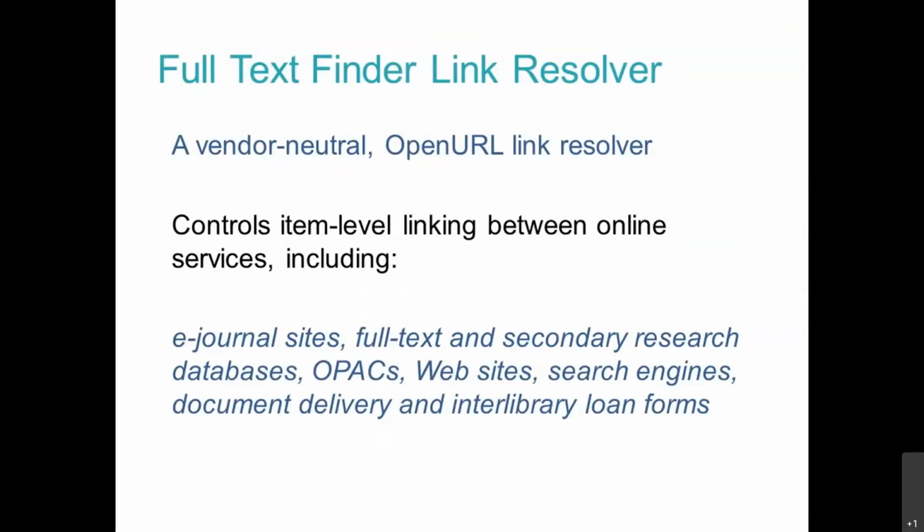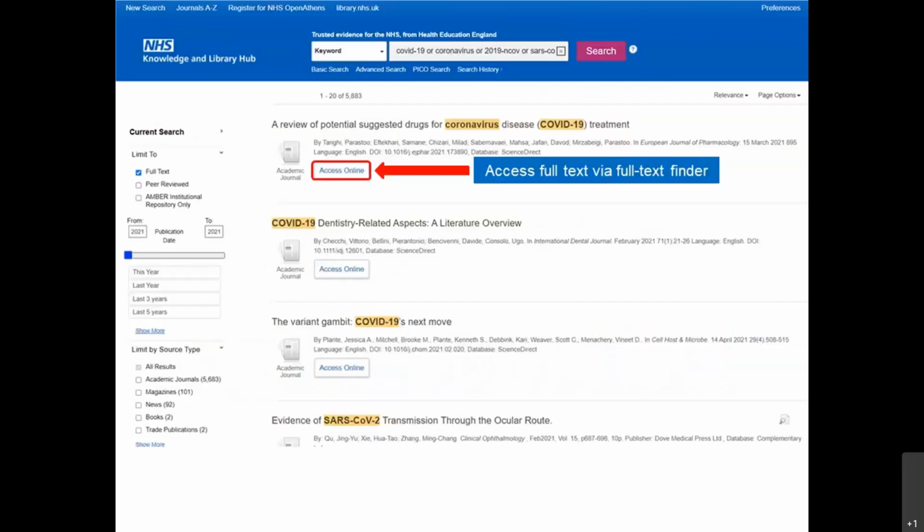The Link Resolver, Full Text Finder, is a vendor-neutral OpenURL link resolver which controls item-level linking between online services, including e-journal sites, full-text and secondary research databases, etc. The Link Resolver will replace the other Link Resolver early in 2022, with Full Text Finder going live from September of this year, 2021, and running parallel with the current Link Resolver. On the current design of the Knowledge and Library Hub, the Full Text Finder Link Resolver has been rebranded with the Access Online button for available full text, as shown here.